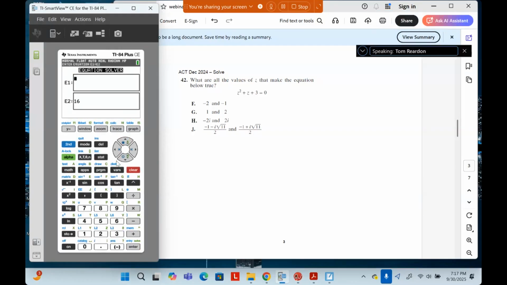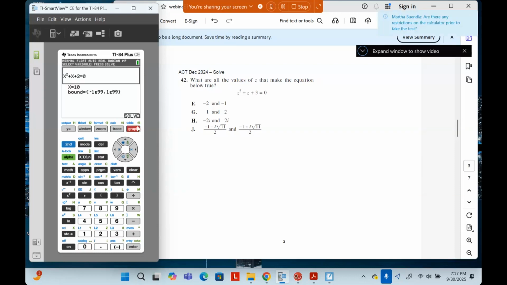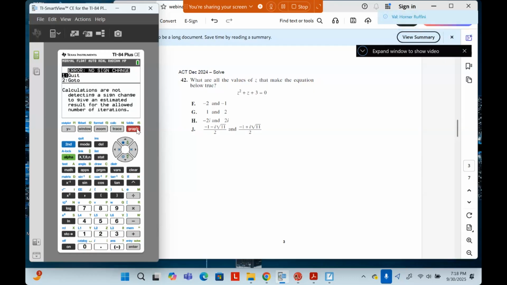And if you put this one in there, I'm going to use x. I'm going to use Tom's trick of just using x here: x squared plus x plus 3. That's E1, your left-hand side. Then E2 is your right-hand side here. Let me clear that off. Then hit OK, and then you can put a guess there. I'm just going to guess 10, and it says no sign change.